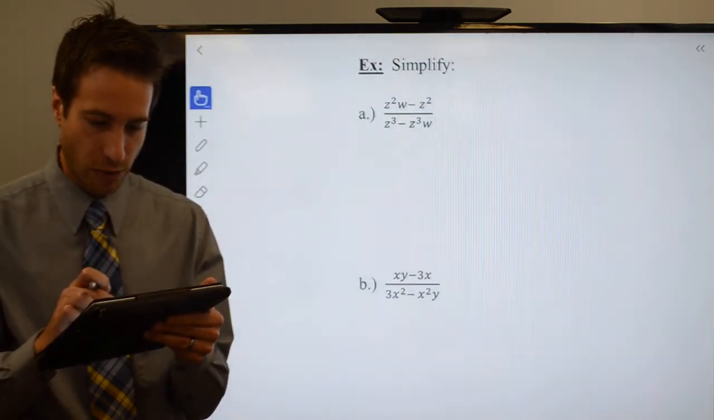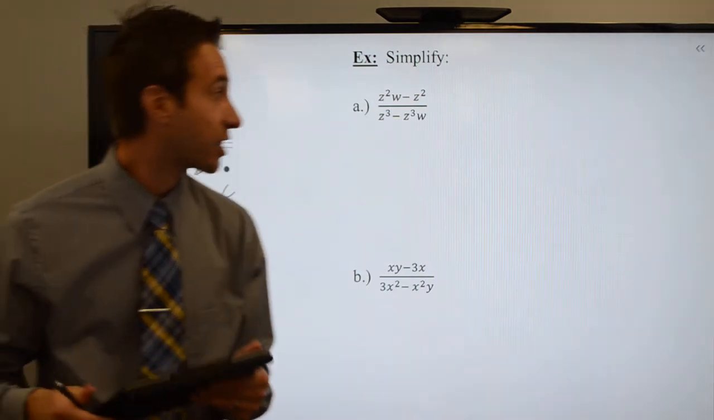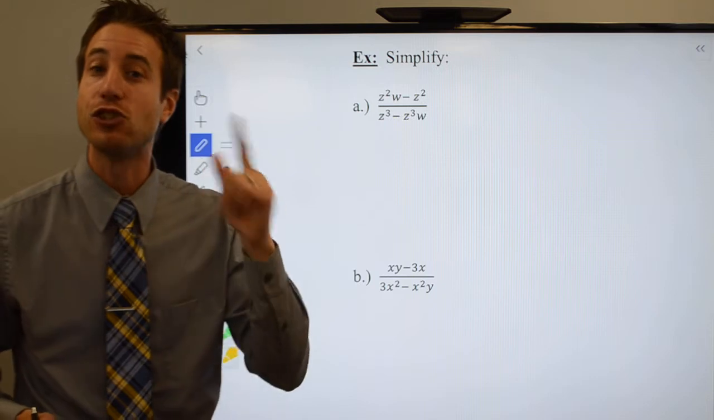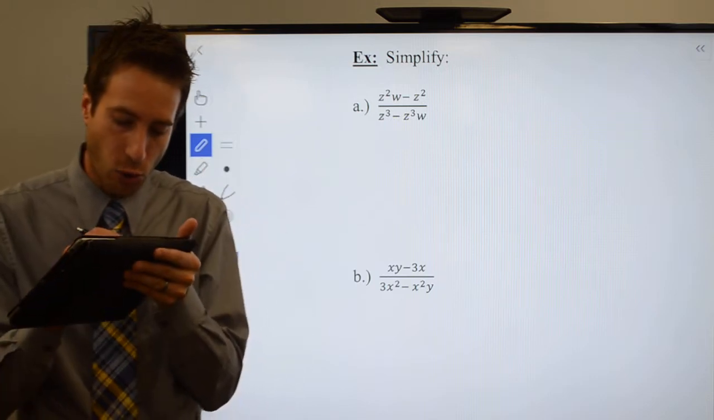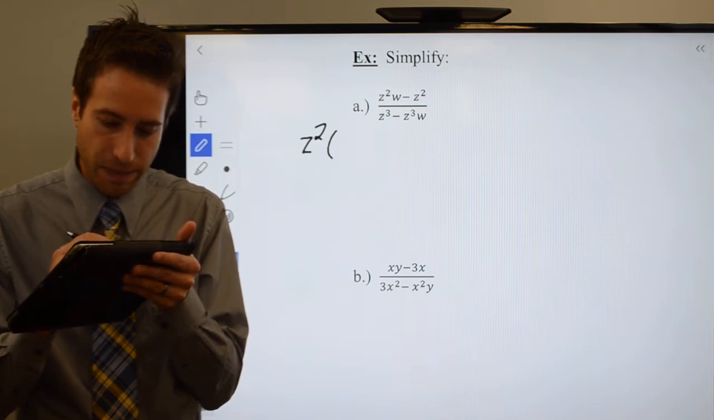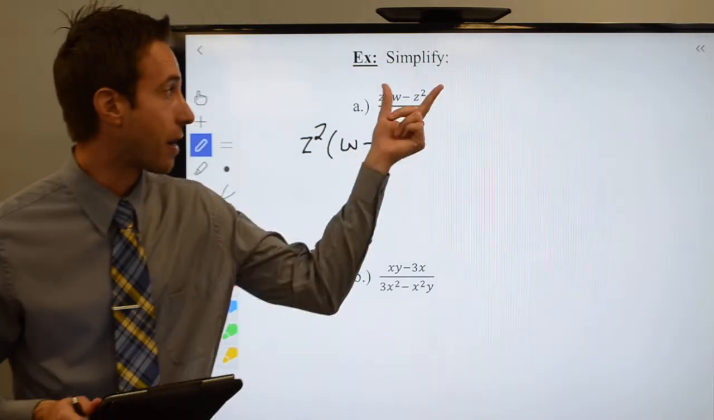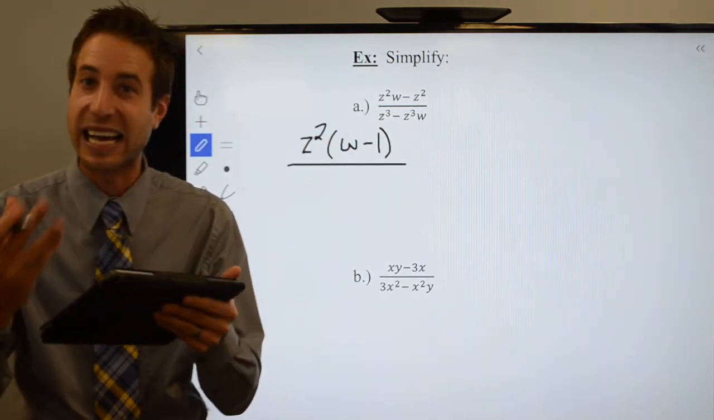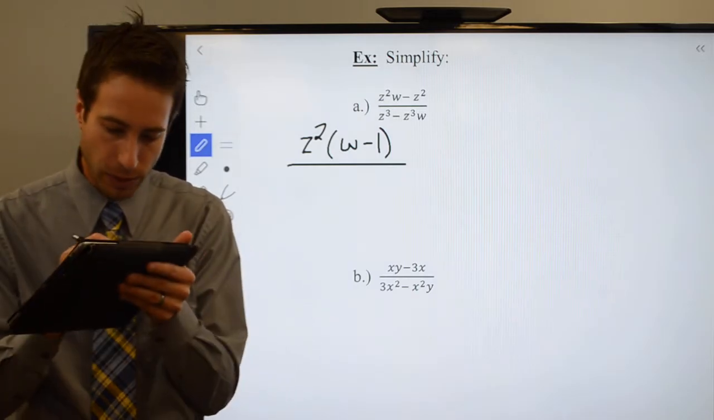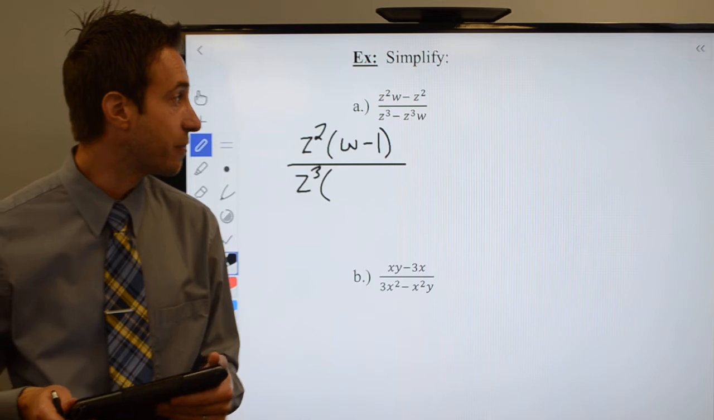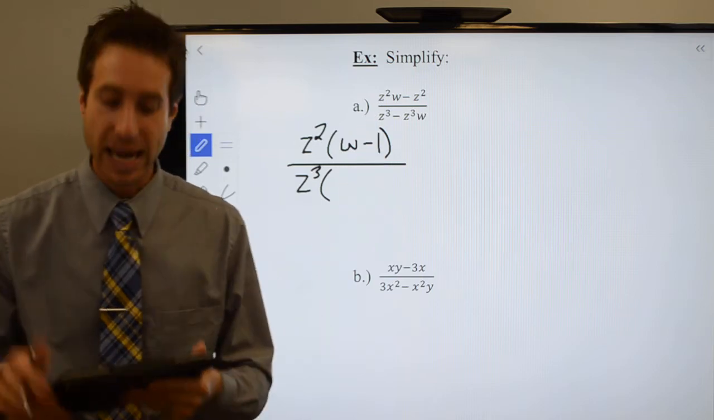Let me slide this over a little bit. There we go. Now we can pretty clearly see what's going on. I take a look at the numerator and I recognize right away, hey, I have a GCF of z squared. So I'll pull that out, z squared. That's going to leave me with a w minus 1 left over after I factor out those z squareds. In the bottom, really easily, I can tell z cubed. So I pull out a z cubed, and that's going to leave me with a 1 minus w.